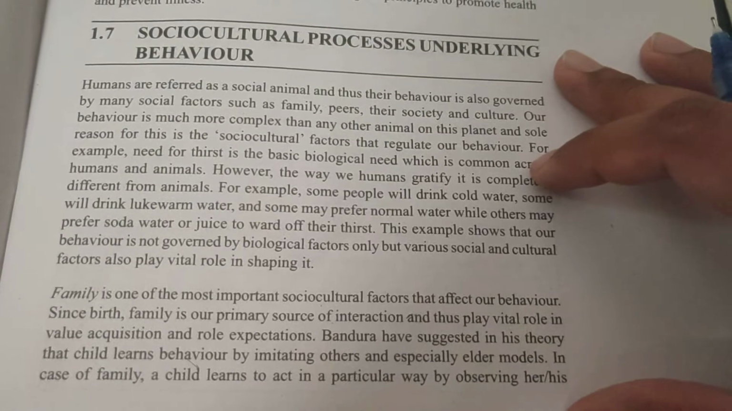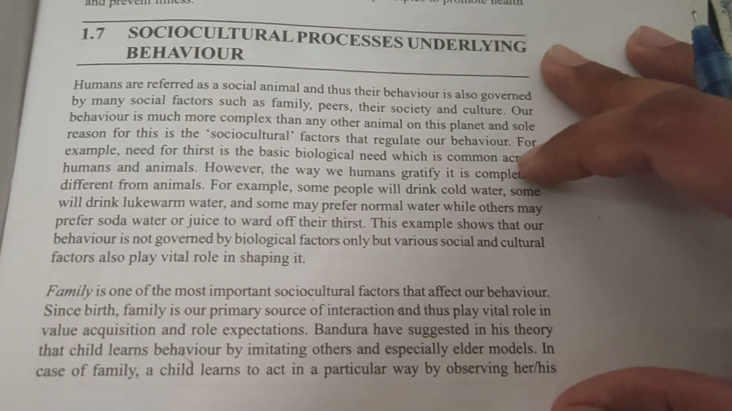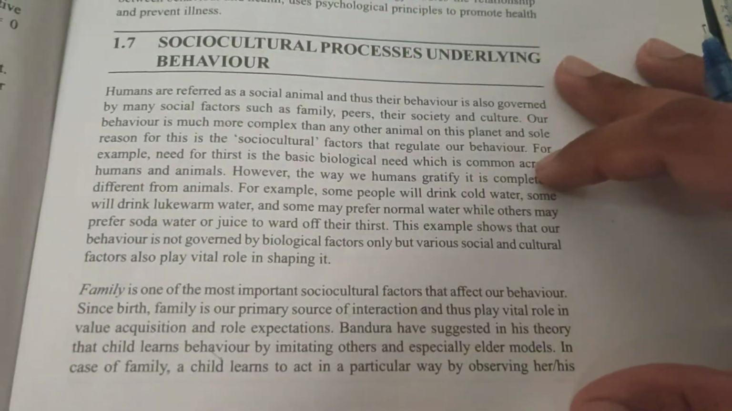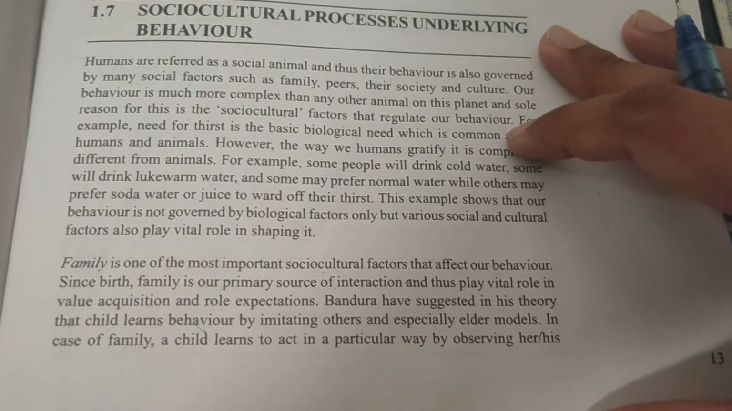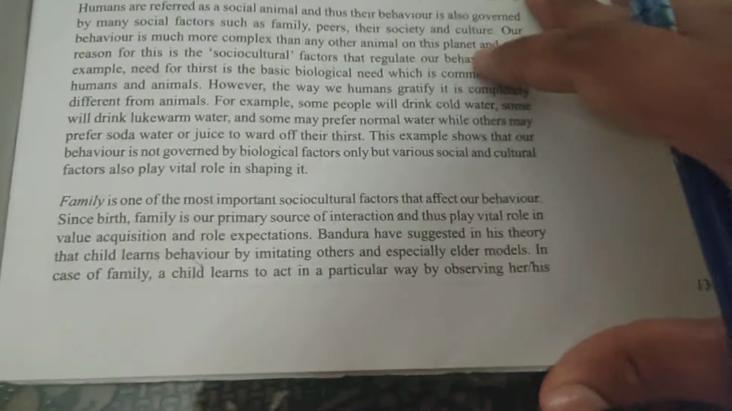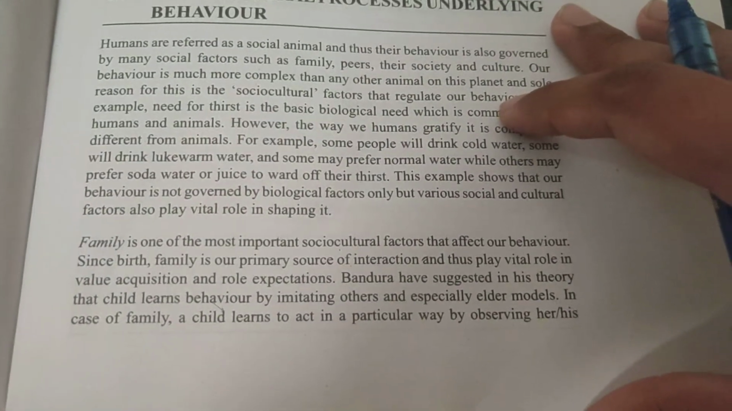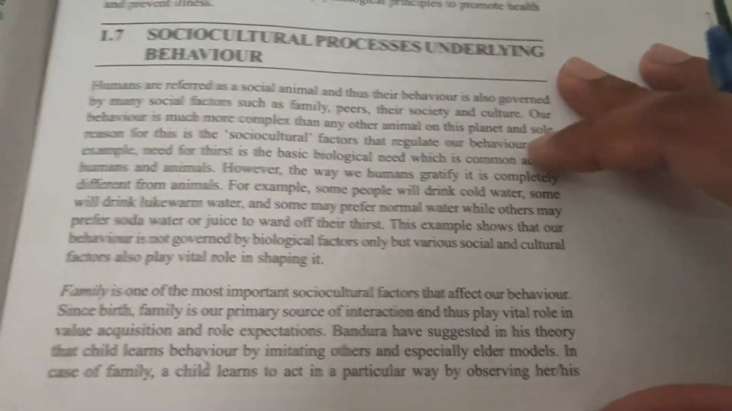So this example shows that our behavior is not governed by biological factors only, but various social and cultural factors also play a vital role in shaping it. Family is one of the most important socio-cultural factors that affect our behavior. Like in the example I just gave of a dog, even if a dog knows that juice is better for his health, still, when he needs to quench his thirst, he will go for water. Later on, he can drink juice.